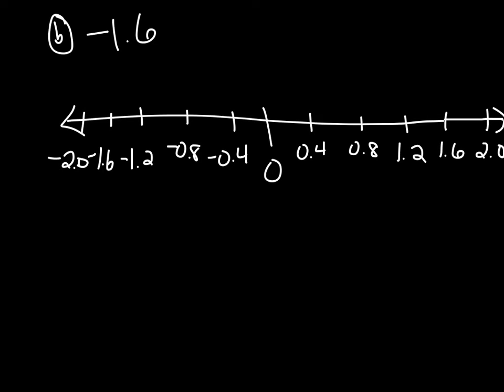And our first number to graph is -1 and 6/10, so we're going to go right there. And then the same distance from 0 but in the opposite direction puts us out, of course, at +1.6, so we're going to graph that one as well.